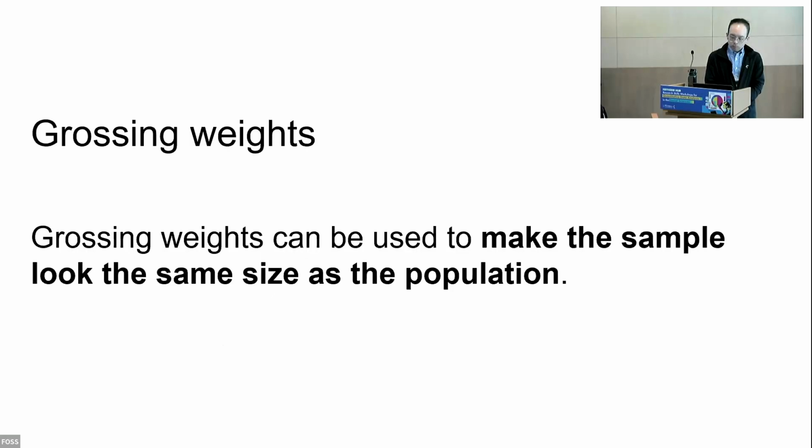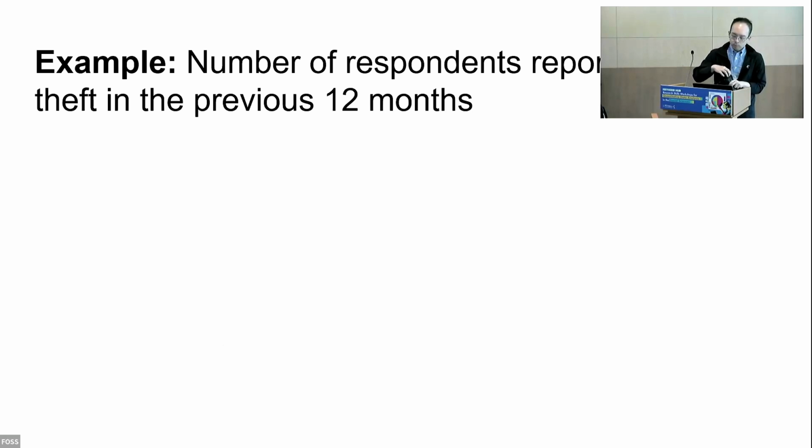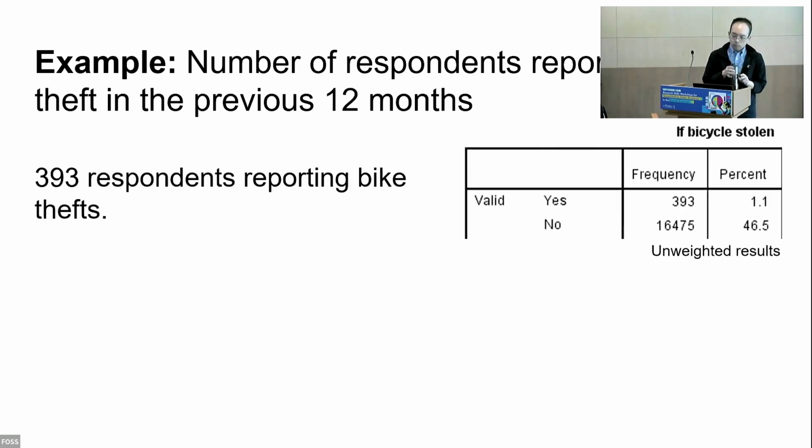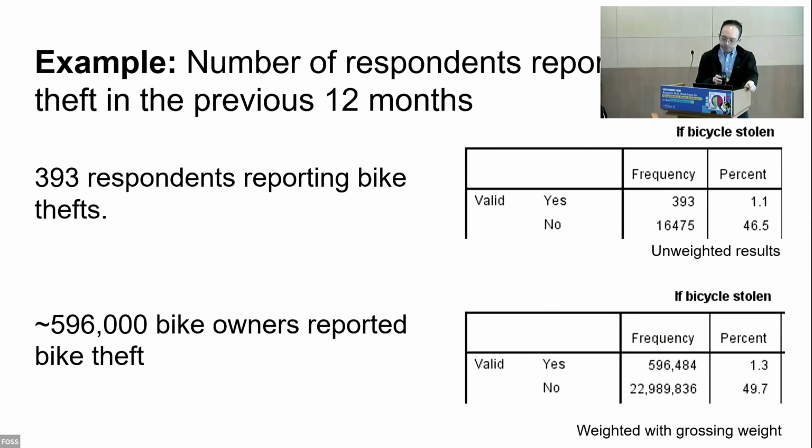Weights can also be used to make the sample look the same size as the population. Known as grossing weights, they can help us describe the prevalence of social phenomena. For example, with the Crime Survey for England and Wales, they help us describe rates of crime. This example from the 2016-2017 data shows the number of respondents reporting bike theft in the previous 12 months. The unweighted sample gives a frequency of 393, and after weighting, this increases to over 596,000, which is an estimate of the total number of people who had a bike stolen in the previous 12 months.